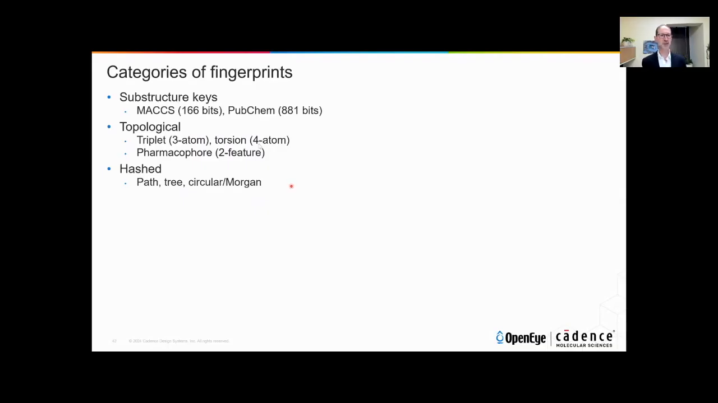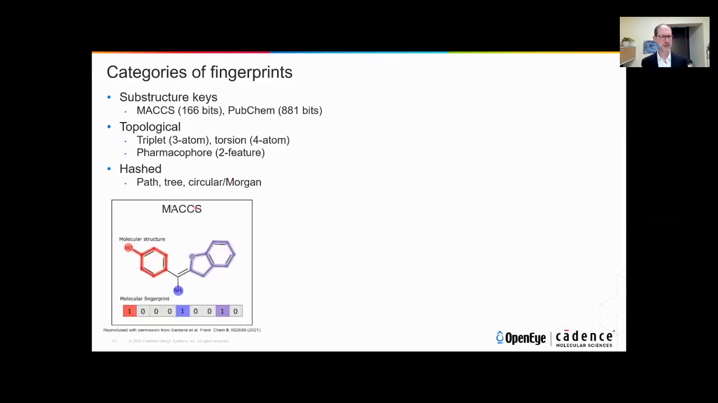Lots of different types of fingerprint. I'll divide them into 3 broad classes: substructure type keys, including probably the first molecular fingerprint used, and that's the MACCS key; topological fingerprints, where we look at 3 atom groups or 4 atom groups. These are often called torsion fingerprints; pharmacophore fingerprints, where we'll have 2 pharmacophore features, acceptor and a donor, separated by a certain number of atoms. And then we have the fairly common and quite widely used hash fingerprints, including one of the most popular in this area, the circular or the Morgan fingerprint.